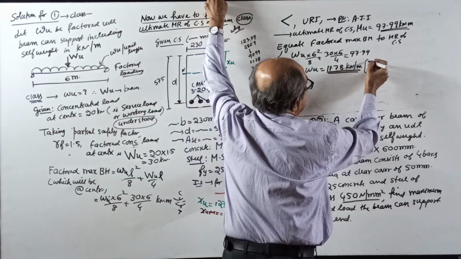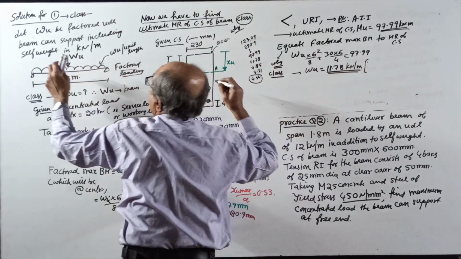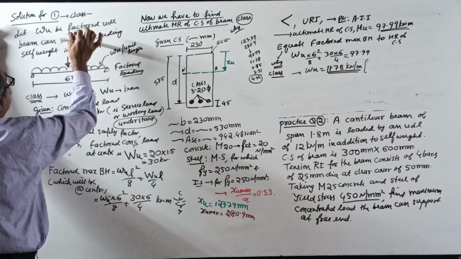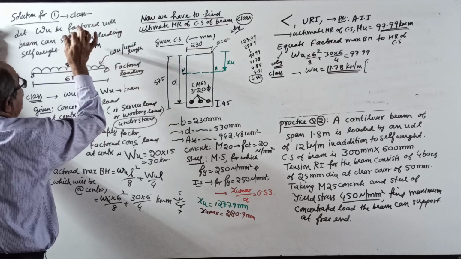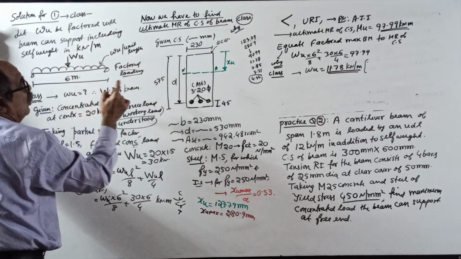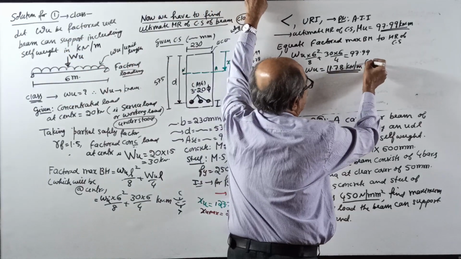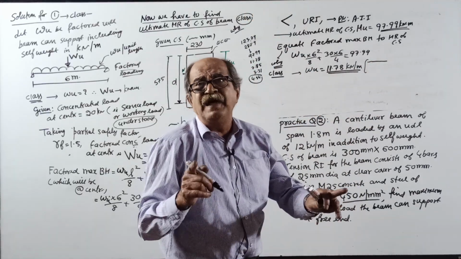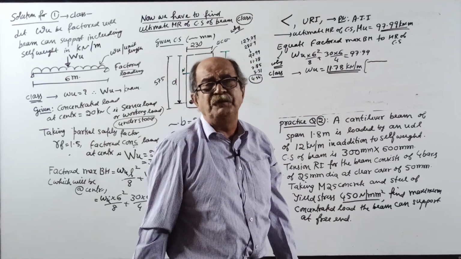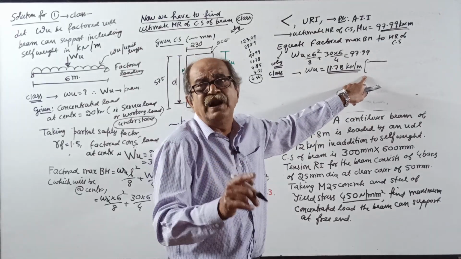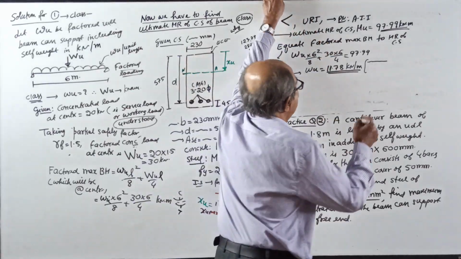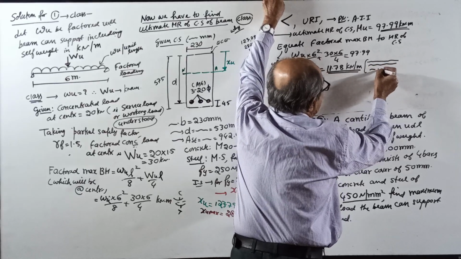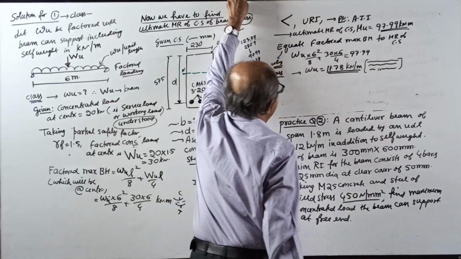Now write a statement. This is already written here: let WU be the maximum UDL the beam can support, including self-weight, in kN per meter. So you write here, this is the maximum possible. You should not apply a UDL more than this. The factored UDL for the beam should not exceed this one. It is a limiting value. This is the maximum UDL the beam can support, including its self-weight. Okay.